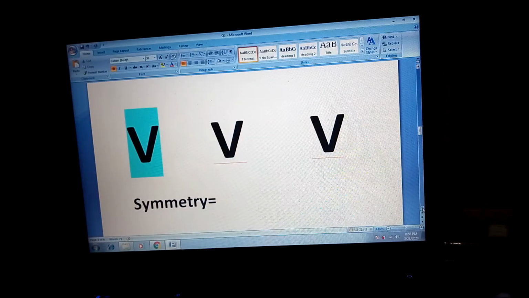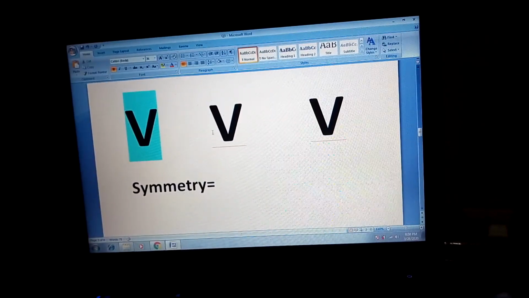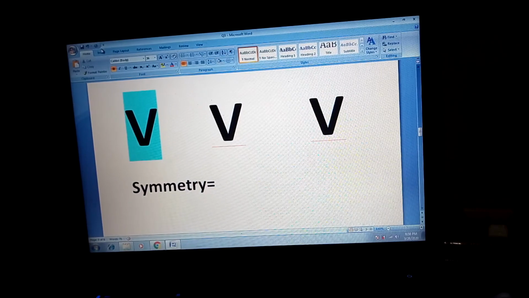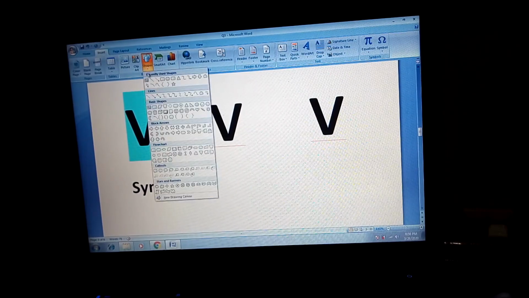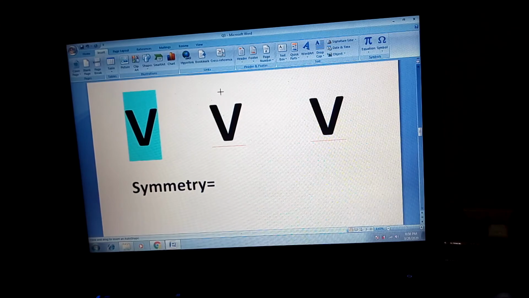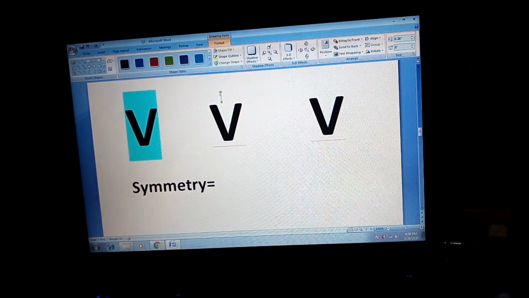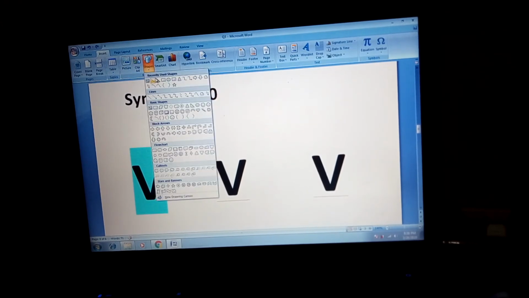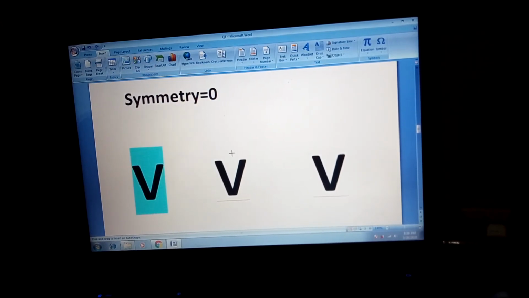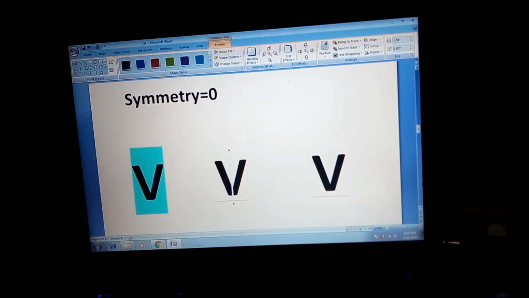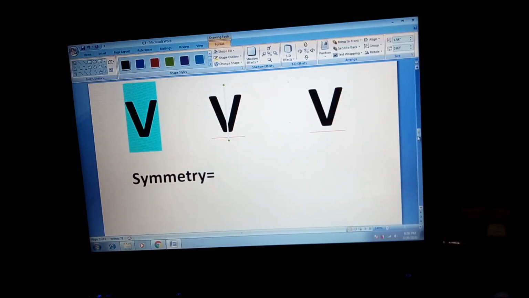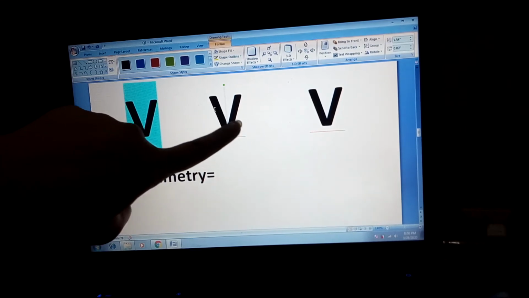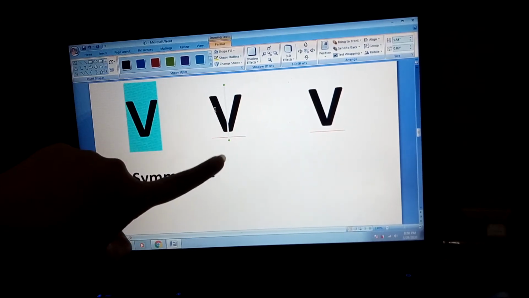Now the next is V. How many symmetrical lines can we obtain from this V? Okay, if I cut this V from the center, the two halves of the V are the same. So this line is a symmetrical line.